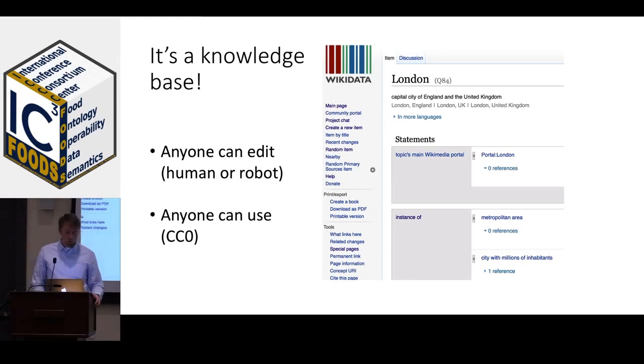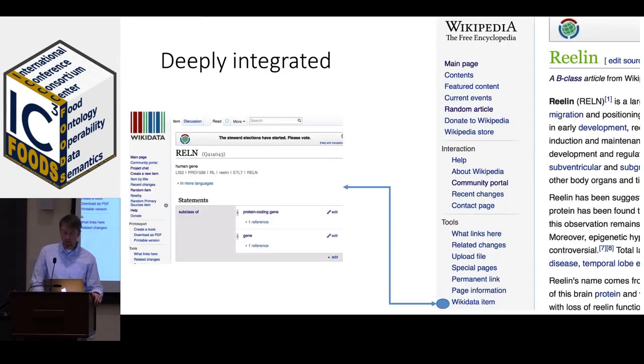Wikidata obviously came out of Wikipedia and now is very deeply integrated with it and used to drive all kinds of aspects of Wikipedia technically. So if you go to more or less any page on Wikipedia, you'll find in their tools list on the side a link to the corresponding Wikidata item about that same concept. So I'm showing the Reelin gene there on the right and the Wikidata topic page for that same entity on the left. One side you have the text view, on the other side you have the data view of the same concept.